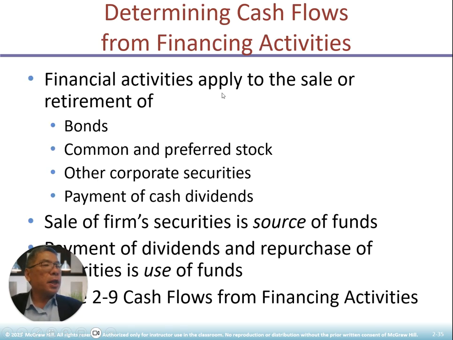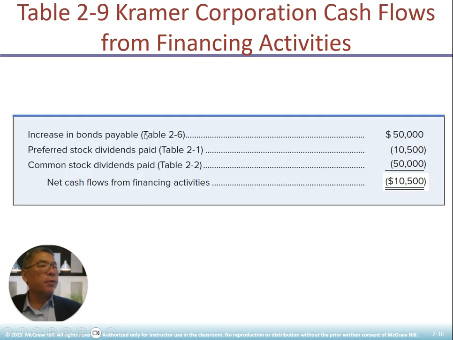And then financing activities apply to the sale or retirement of securities such as bonds, common stock, preferred stock, and other corporate securities, as well as payment of cash dividends. The sale of firm securities is a source of funds. Payment of dividends and repurchases are uses of funds. We're going to look at the next table, which is the cash flow from financing.